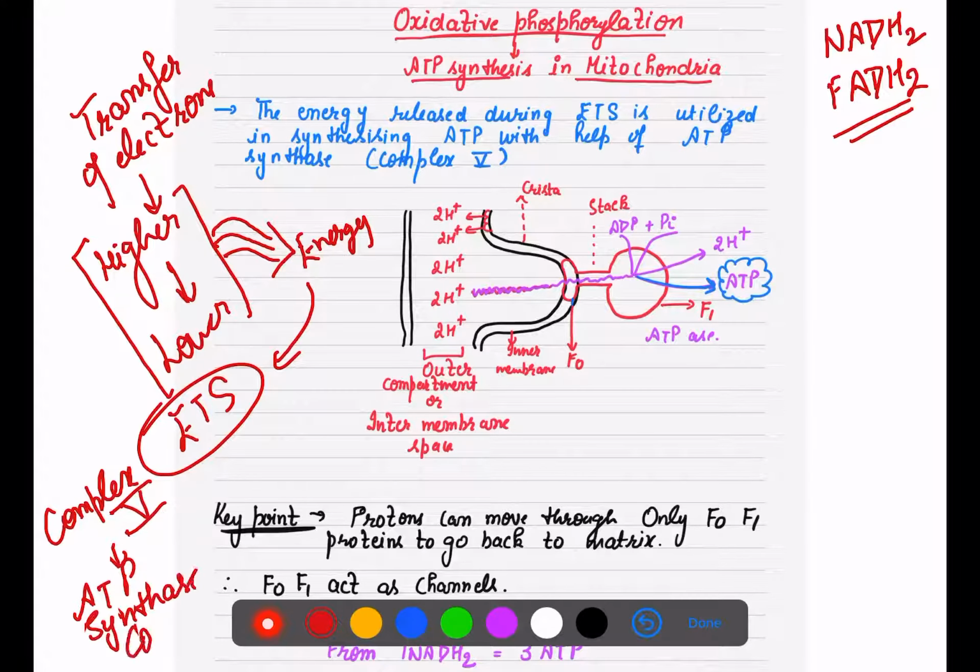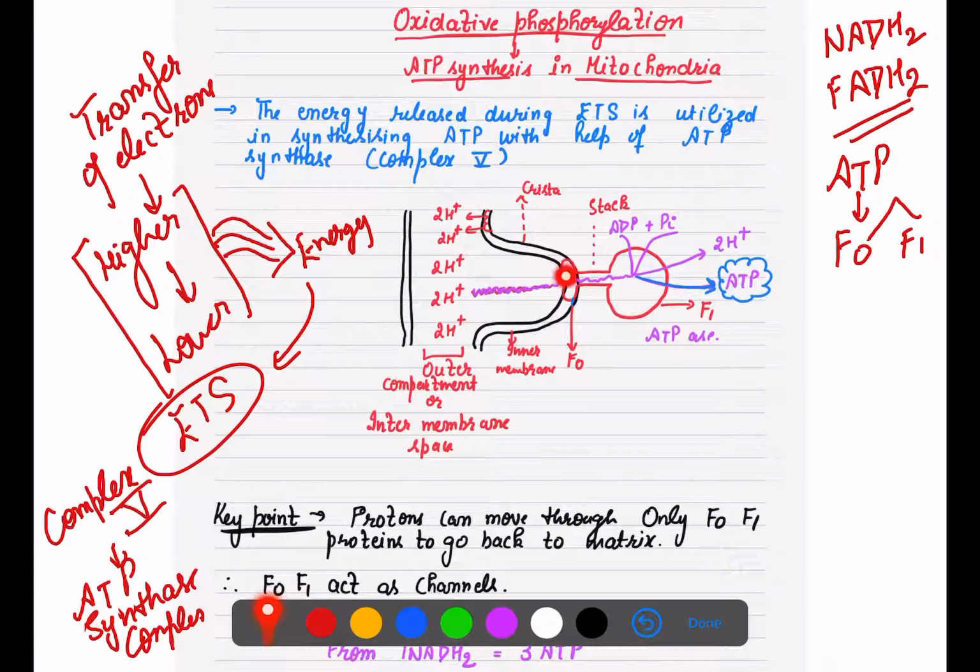What is so special about this complex? This ATP synthase complex contains two particles, that is F0 and F1 particles. So if this is your outer membrane, this is our intermembrane space, or the space between the outer and inner membrane. This is the intermembrane space, and these foldings are our cristae, and this membrane is the inner membrane.